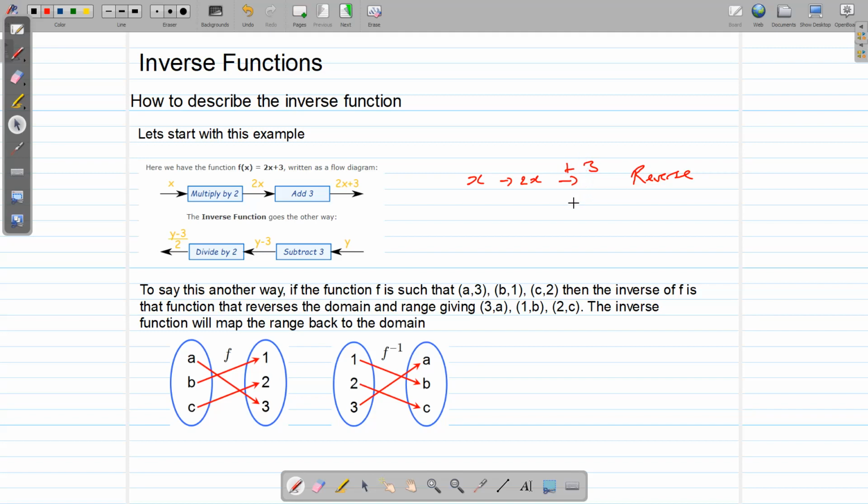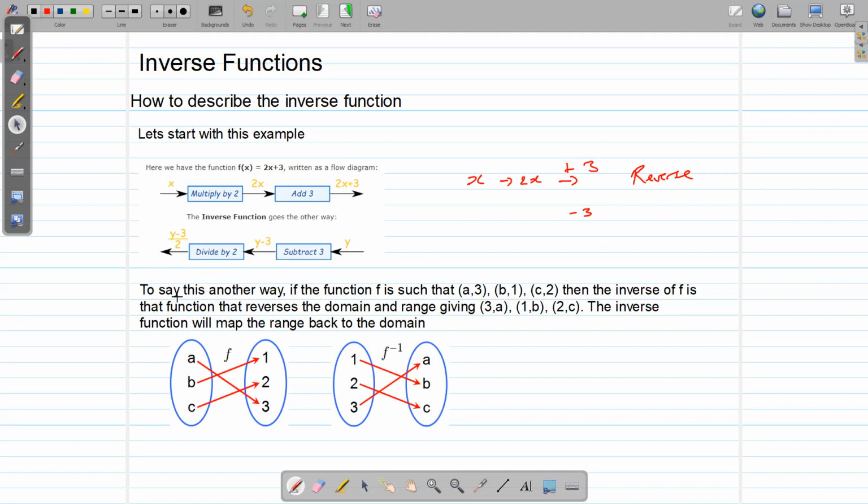The last thing we did was to add 3, so the first thing we need to do is to subtract 3. And then the second thing we did was to multiply by 2, so what we have to do now is to divide by 2. So as in x, we multiply by 2, we add 3, then we start with the opposite: we subtract 3, then we divide by 2. The inverse function is the function that reverses whatever a function does, and perhaps this is the best way to say it.